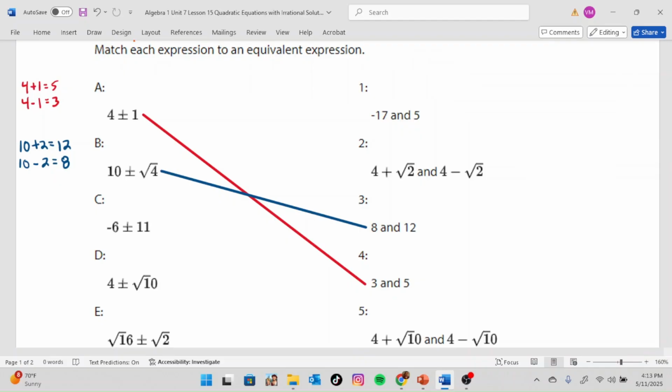Next one is choice C. This is just a simple whole number plus or minus. So it's either negative 6 plus 11, which is going to equal positive 5, or it's negative 6 minus 11, which is going to be negative 17. And if you look at your choices on the right, that's number 1, negative 17, and positive 5. So C matches number 1.